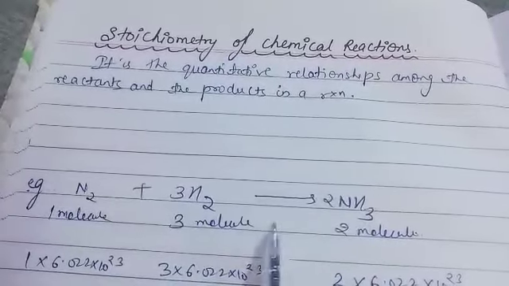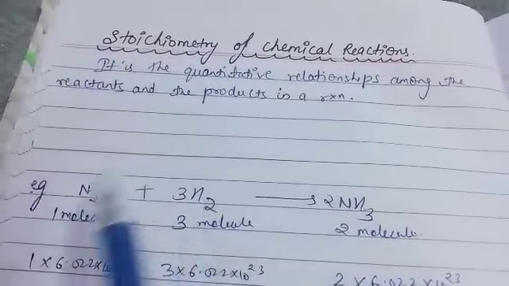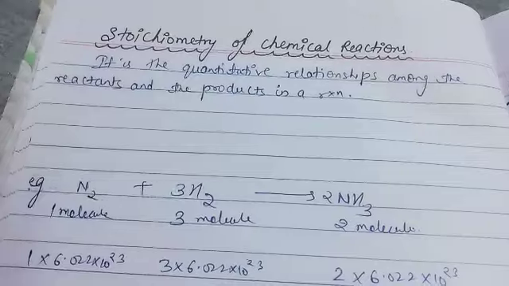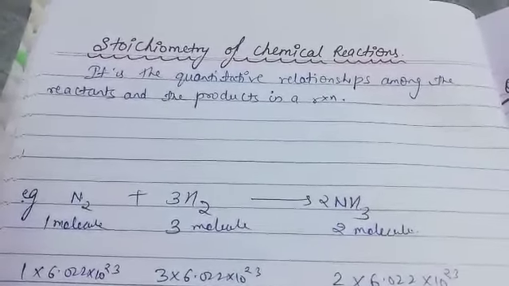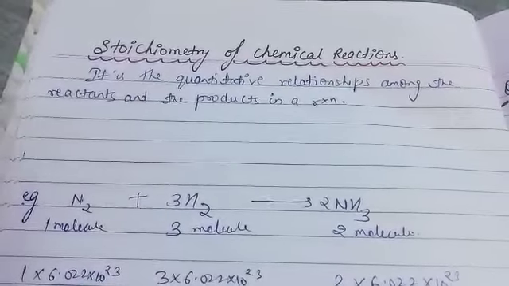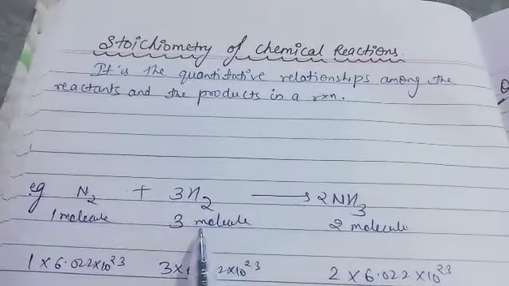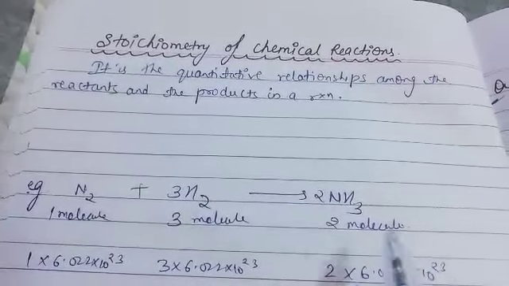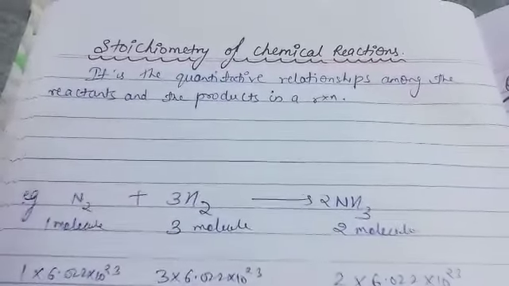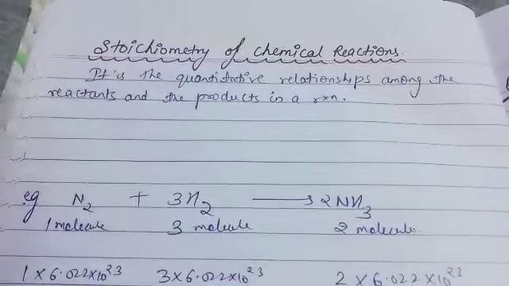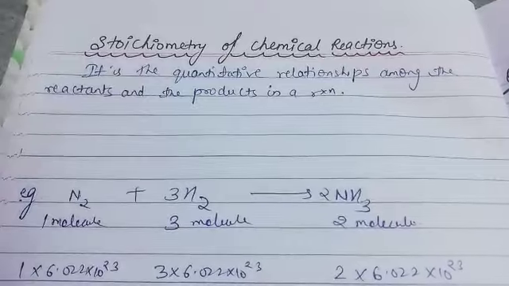After balancing this, now check in this, nitrogen one molecule, and check their ratio also, because it's a quantitative relationship among reactant and product. So if you know their ratio, whatever the quantity, the ratio is always the same. So one molecule of nitrogen reacts with 3 molecules of hydrogen, it gives 2 molecules of ammonia. This is one thing. Now you can take it as moles also. 1 mole of nitrogen reacts with 3 moles of hydrogen and it gives 2 moles of ammonia.